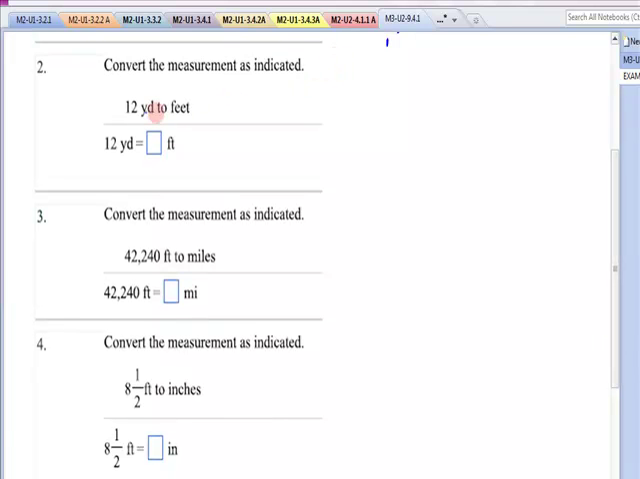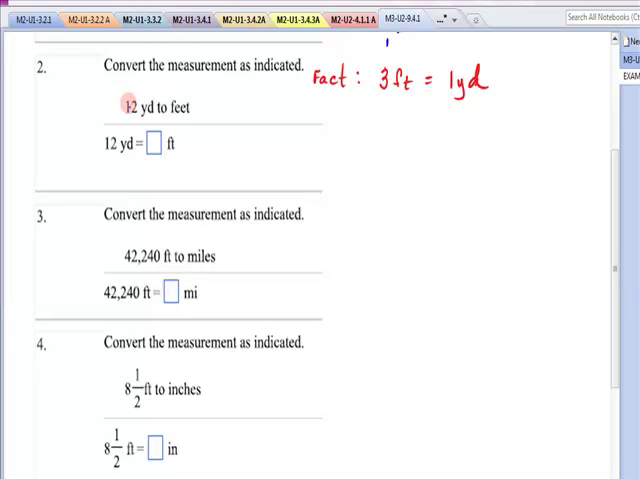I have 12 yards turned into feet. All right, first thing I need to do is identify the fact. The fact is that there are 3 feet in 1 yard. That's the fact that joins those two.